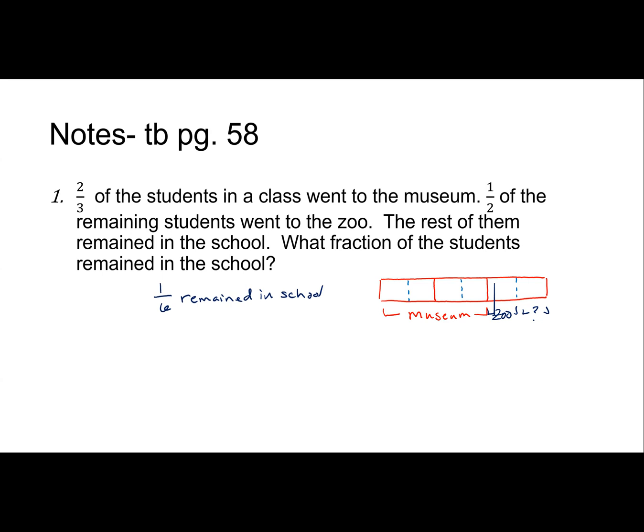So now that we've seen the problem and we've seen it worked out, let's write an equation that we can solve. All right. So if 2/3 of the students in a class went to the museum, how many thirds are left? What's the remaining? McKinley.